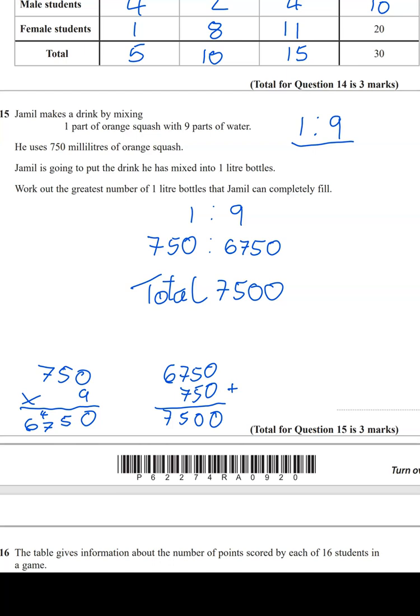Work out the greatest number of 1 litre bottles that he can completely fill. Well, he can fill 7 because there's 1,000 millilitres in a litre. So actually, he can fill 7. He'd have 500 millilitres left, but that's not a full bottle. Okay, so it's 7.